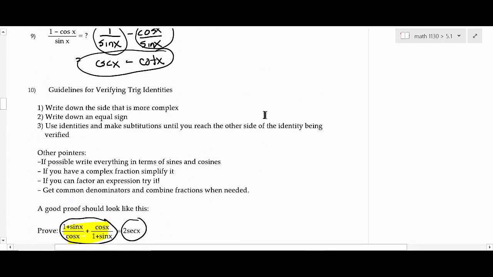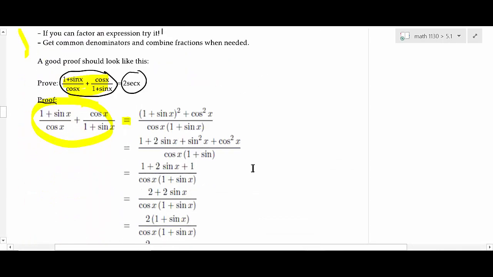Now, what I've done on this is I've given you a couple of pointers. Again, write down the side that's more complex. Keep writing the equal signs down your paper. And then eventually, you just kind of substitute identities for identities until the other side comes out. These are some general pointers that you can look at. We'll kind of talk about these as we go. One thing that's helpful a lot of times is to write your expression with nothing but sines and cosines. That's very helpful sometimes, okay? So we'll be doing that sometimes as we do that.